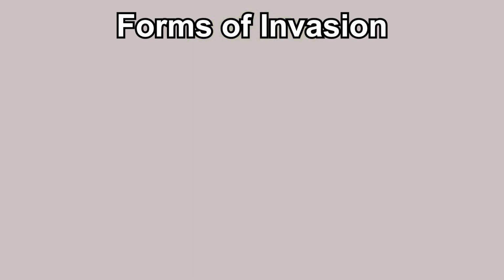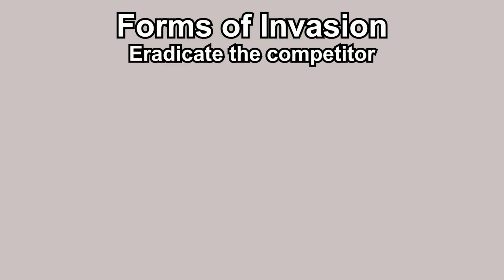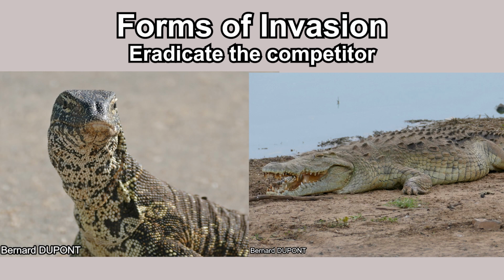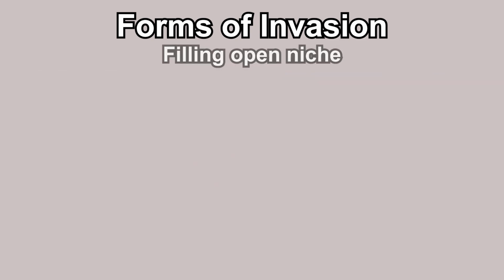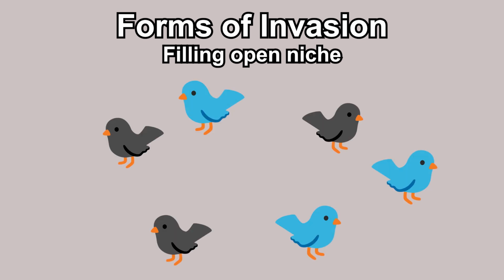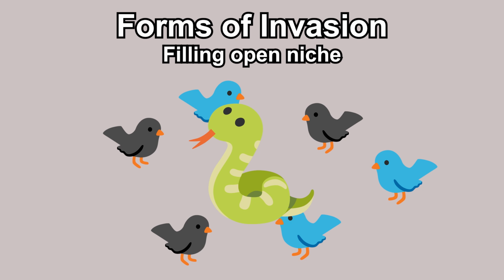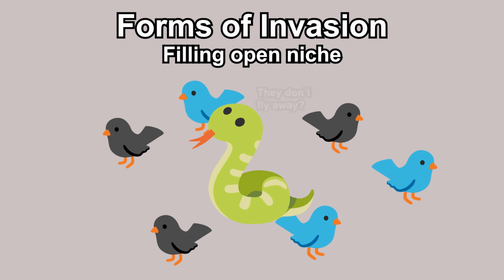The second way, they could eradicate the native competitor. For example, some monitor lizards use similar resources to crocodiles. But monitor lizards also eat crocodile eggs, so they also lower the crocodile population. The third way, they fill an open niche. For example, in an island where no predator exists, an introduction of predator can disrupt the balance significantly, especially because the native species are not adapted to avoid predators.